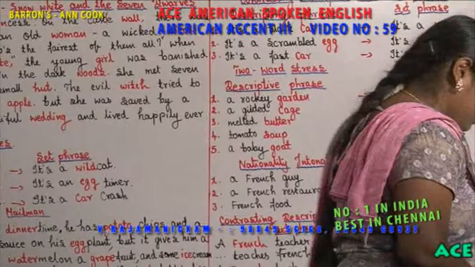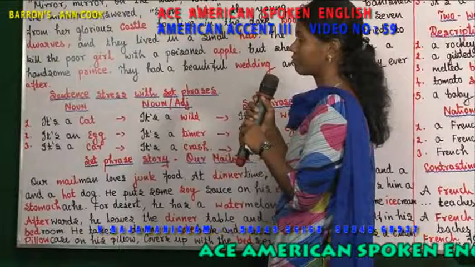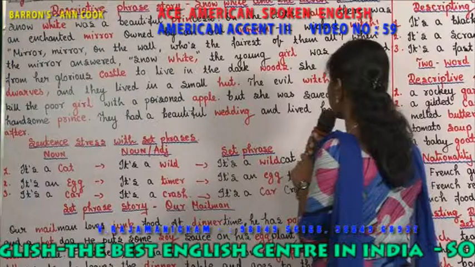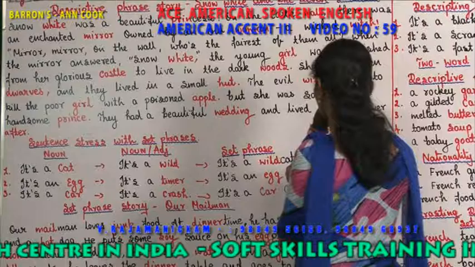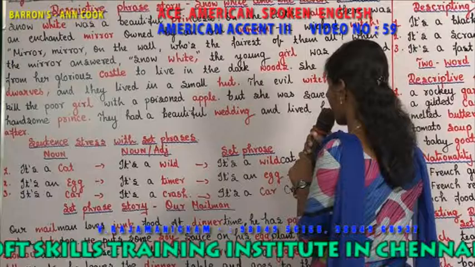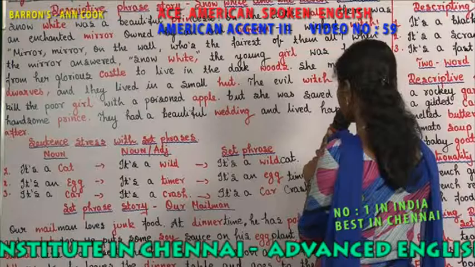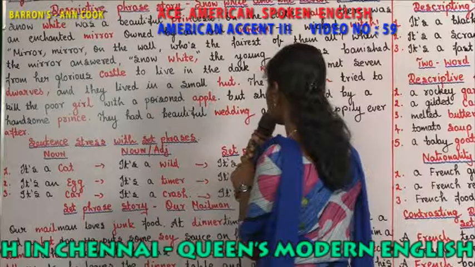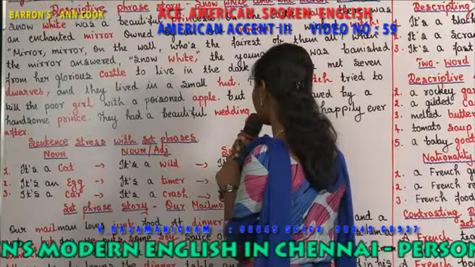Snow White was a beautiful princess. On the castle wall, there was an enchanted mirror owned by an old woman, a wicked witch. Mirror on the wall, who's the fairest of them all? When the mirror answered Snow White, the young girl was banished from her glorious castle to live in the dark woods. She meets seven dwarfs and they live in a small hut. The evil witch tried to kill the poor girl with a poison apple, but she was saved by a handsome prince. They had a beautiful wedding and lived happily ever after.